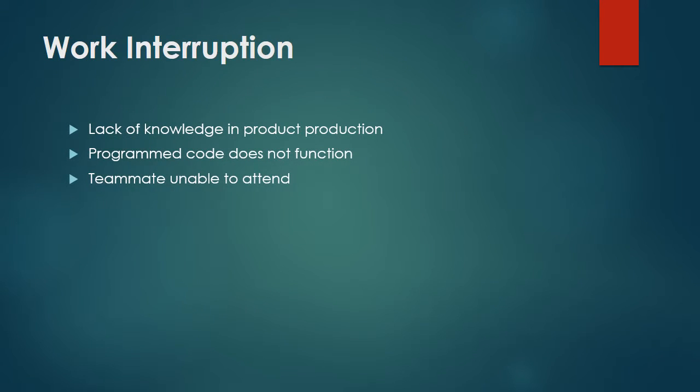Now in every project there will be causes why work gets interrupted. For us, it's basically because this project is mainly EE based, electrical engineering based, and we have no one from that field, which is why we are lacking in the knowledge in terms of production, and which is why our program code does not function at times. And another case which is present with all groups, I can say safely, is that teammates sometimes are unable to make it for certain discussions or certain lab sessions.